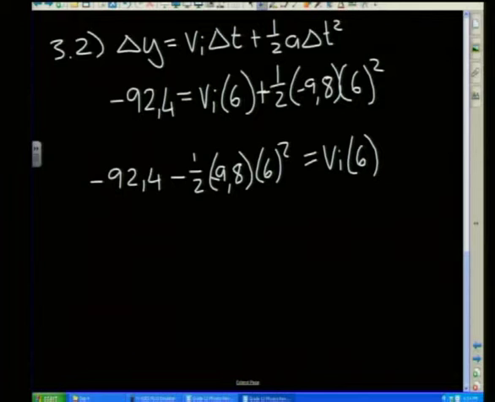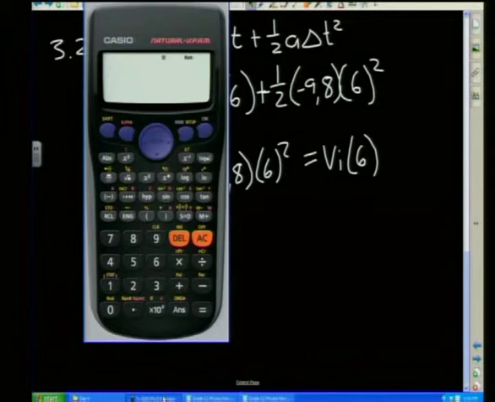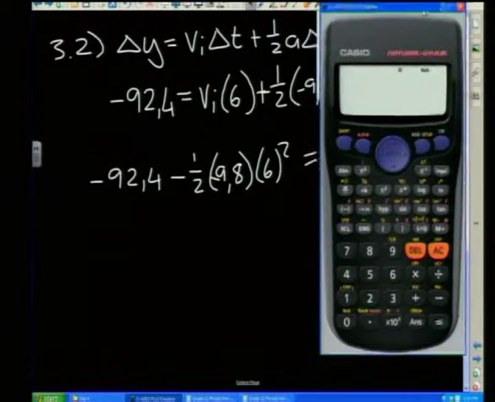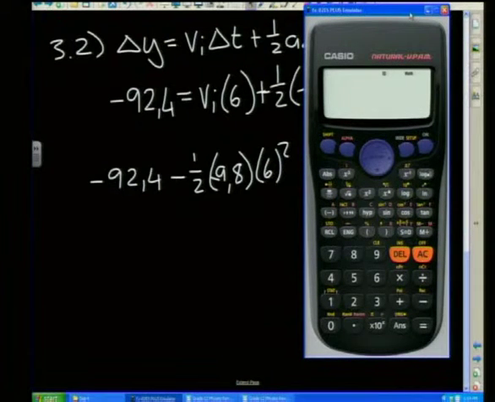Let's tidy it up. Let's use our calculator. I'm going to start to enter in the left-hand side. So negative 92.4 minus, and let's put in my half, 1 fraction 2. There we go. Putting in the next, don't forget negative 9.8.